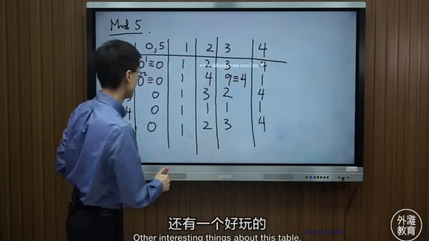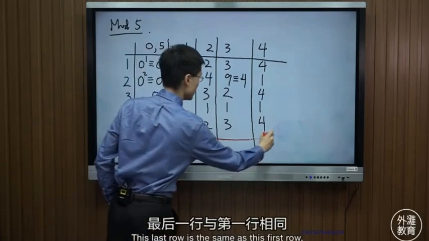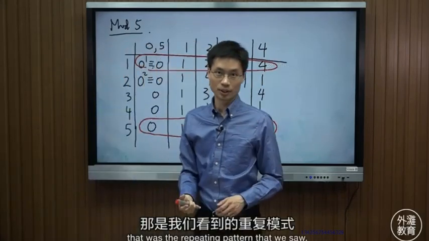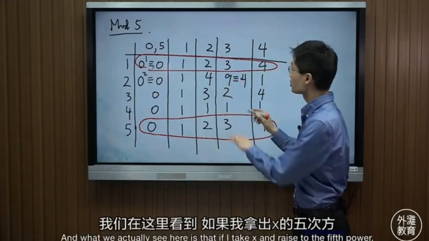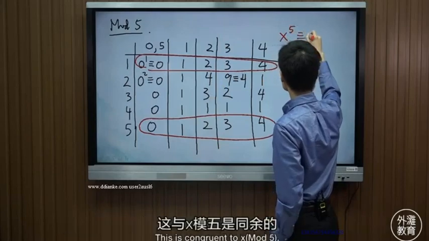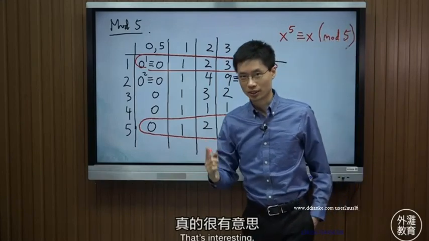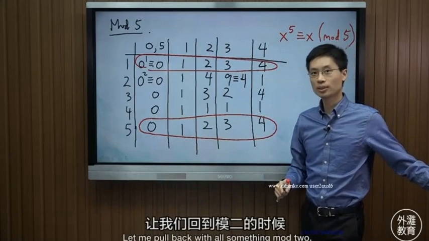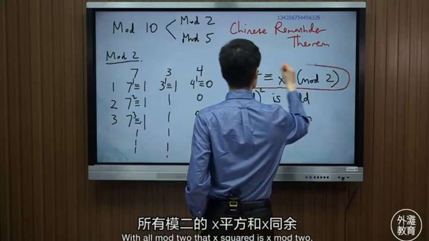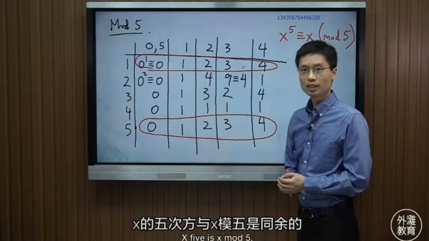Other interesting things about this table. This last row is the same as this first row. That was the repeating pattern that we saw. It's exactly the same. And so what we actually see here is that if I take x and raise to the 5th power, this is congruent to x mod 5. That's interesting. Let me pull back. We saw something mod 2. We saw mod 2 that x squared was x mod 2. Interesting. x to the 5 is x mod 5.